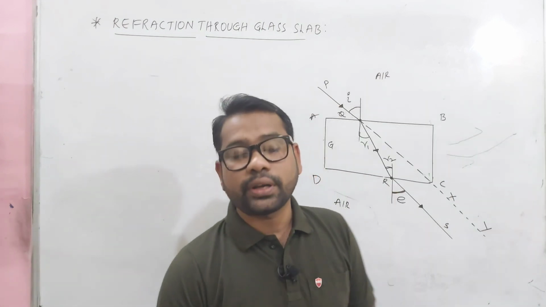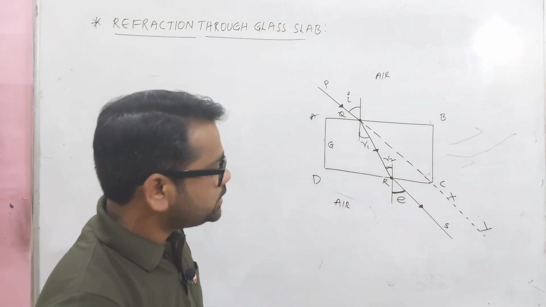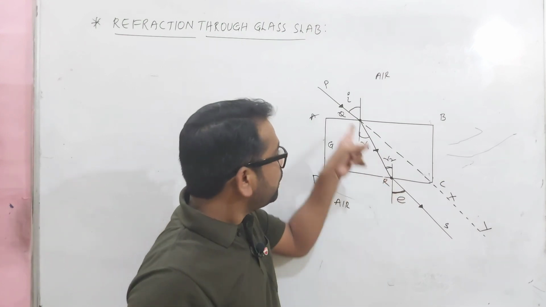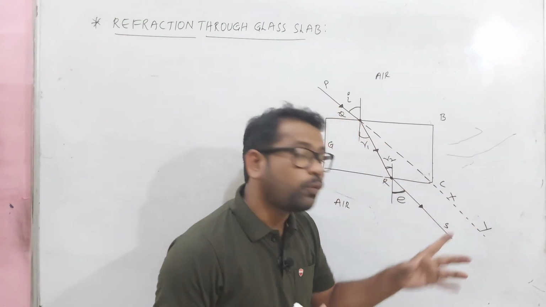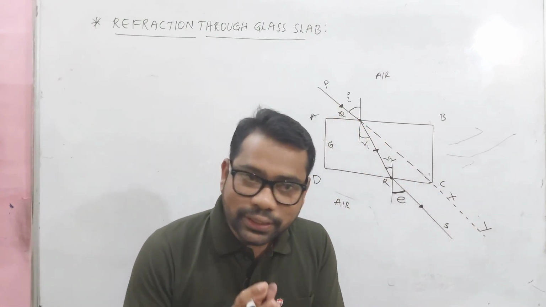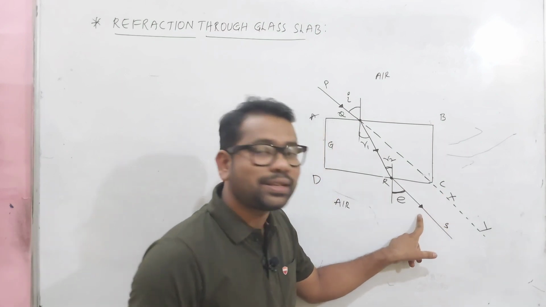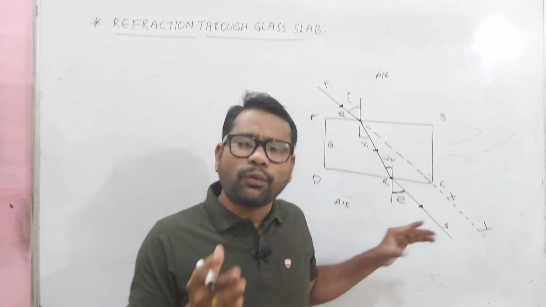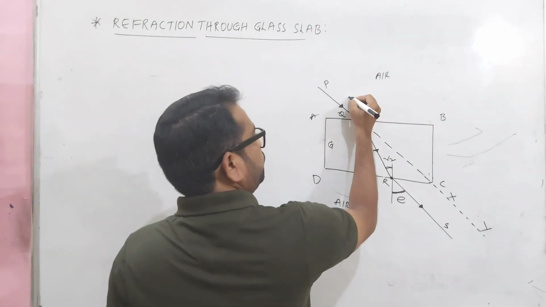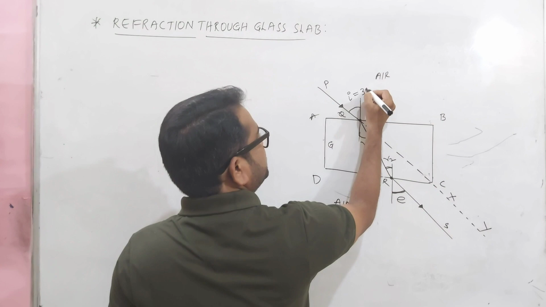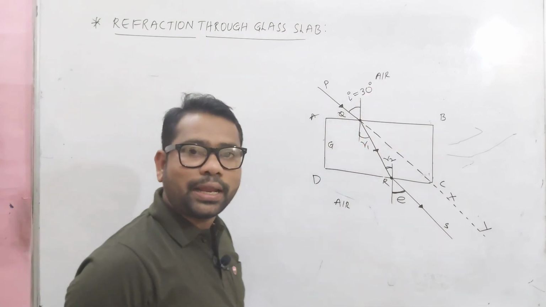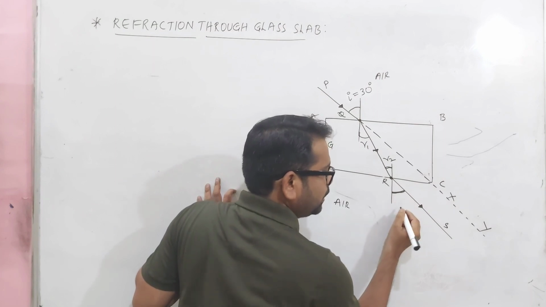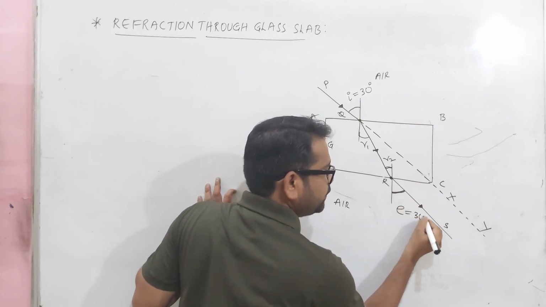Here is one very important thing which we have to notice. Just look at the emergent ray RS and the original path of the light ray. Don't you think that both are parallel to each other? Yes, both are parallel to each other. For suppose the light ray is incident at 30 degrees. You know what will happen? With the same angle, it will emerge out.